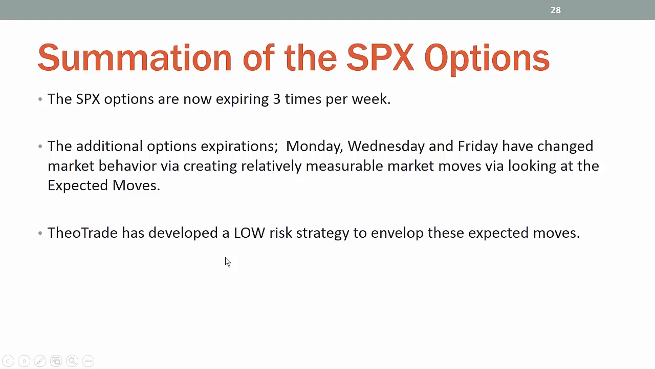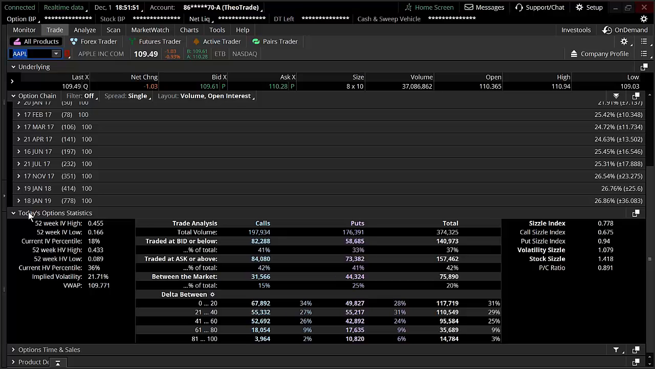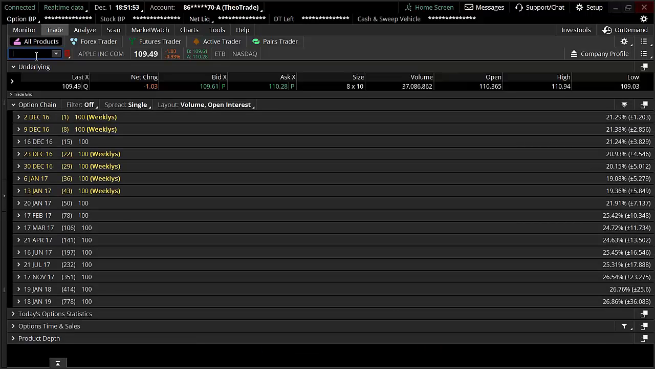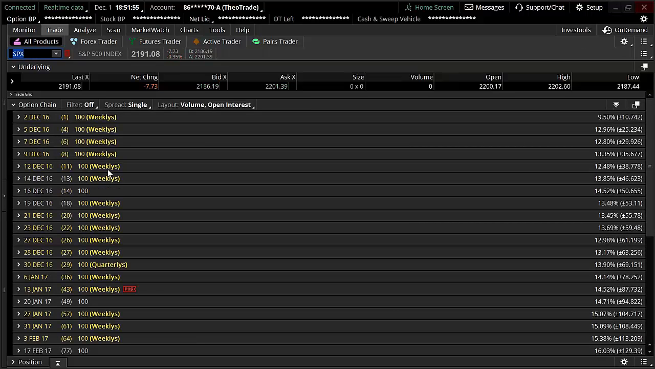TheoTrade has developed a low-risk strategy to envelop the expected moves. It's a pretty key logic over here. Again, when you start looking at the expected moves, what I'm getting at here, forget about Apple. Go to the SPX. You never had 1 day, 4 day, 6 day, 8 day. You never had this before. Think about it, right? There's 1 day, 4 day, 6 day, 8 day. It's not leaving much to chance for the market makers.